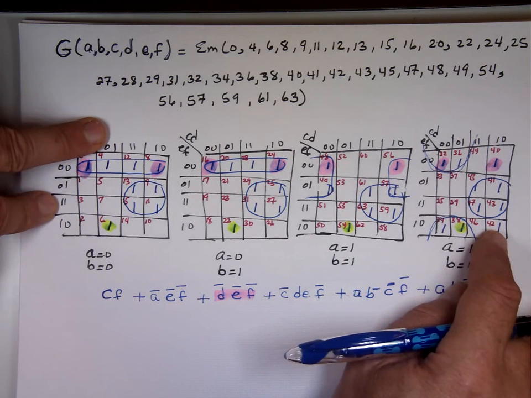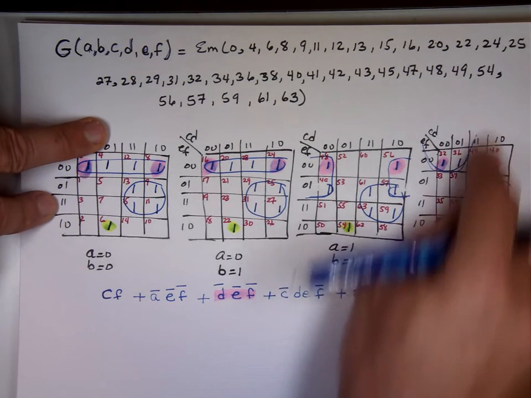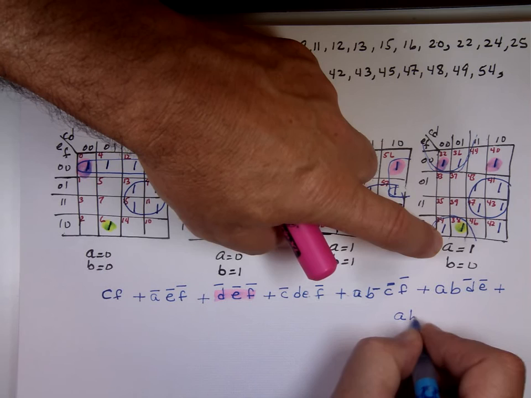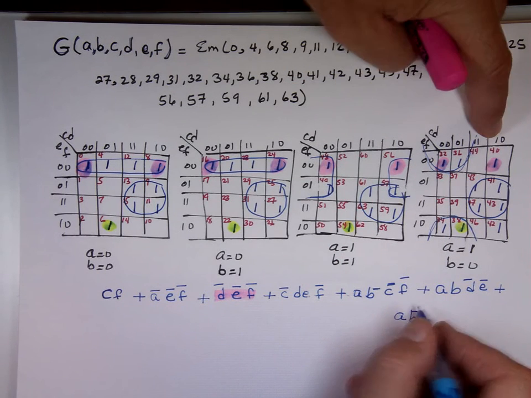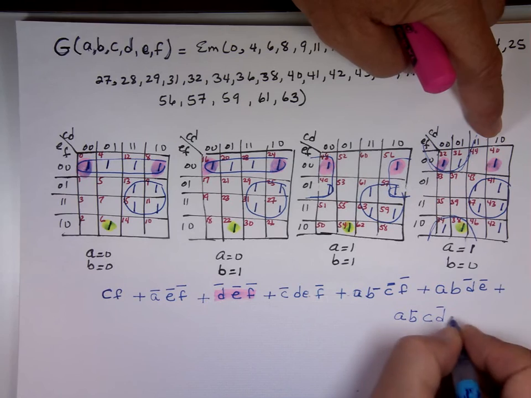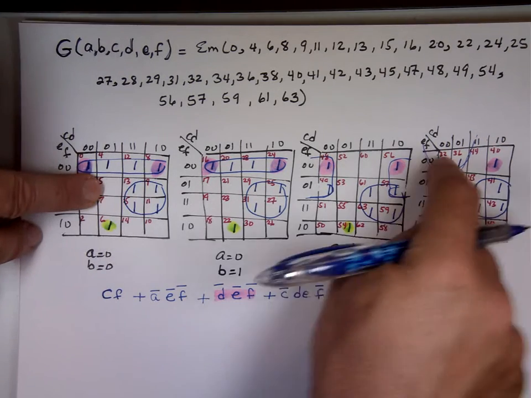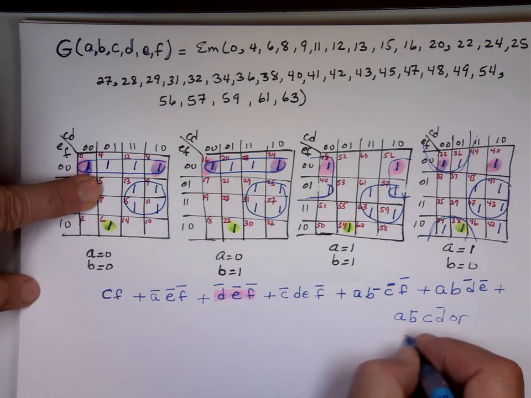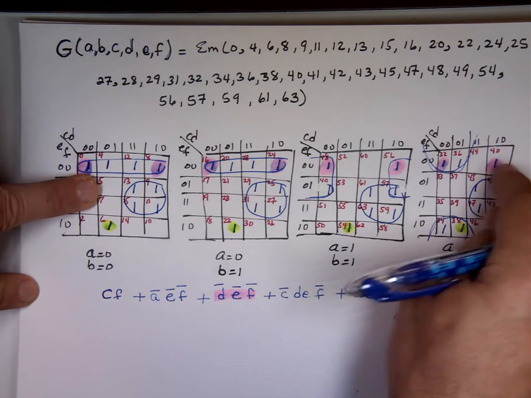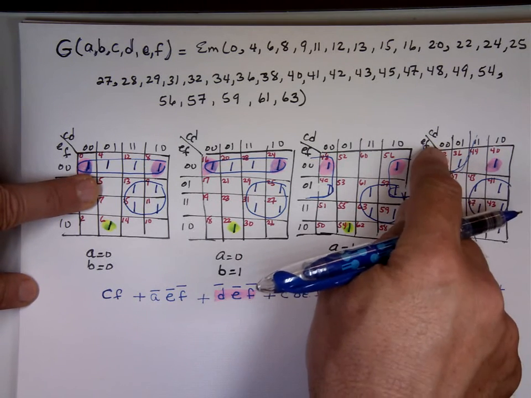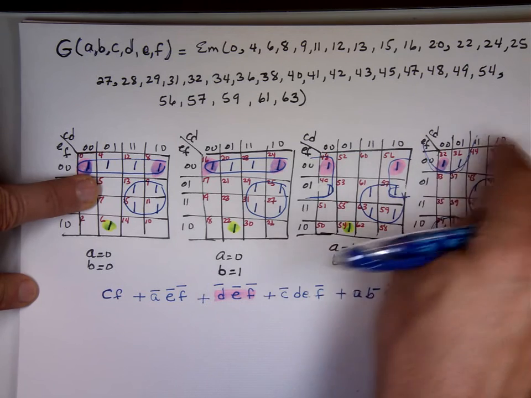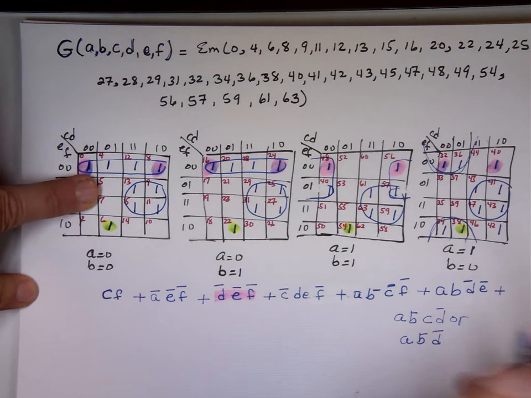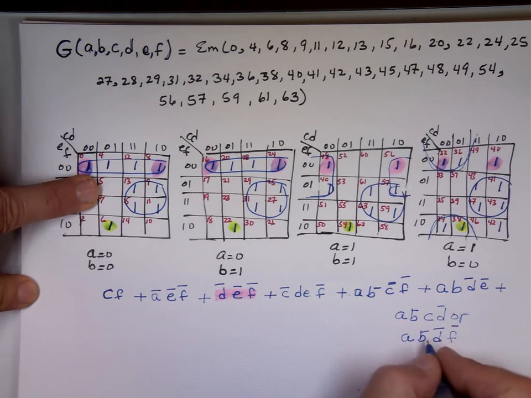Notice if you do that group here, you will have A, B naught, C, D naught. Or if you do the 4 corners, it's still going to be A, B naught, but now C is changing, that's gone. D is not changing, that's D naught. E is changing, that's gone. F is not, that's F naught. So you can take these 4 or the 4 corners.